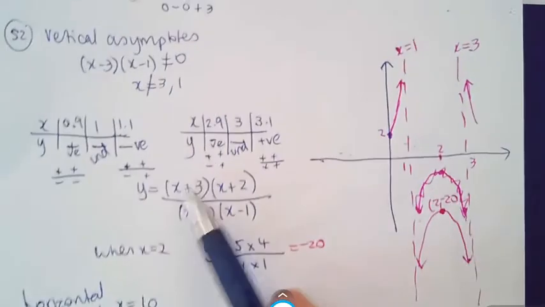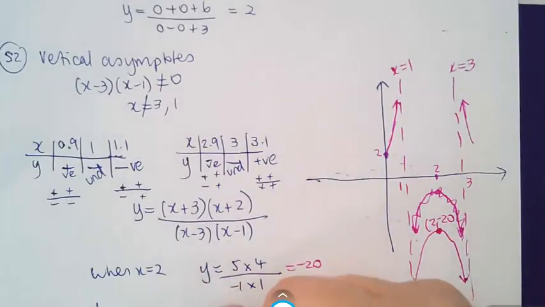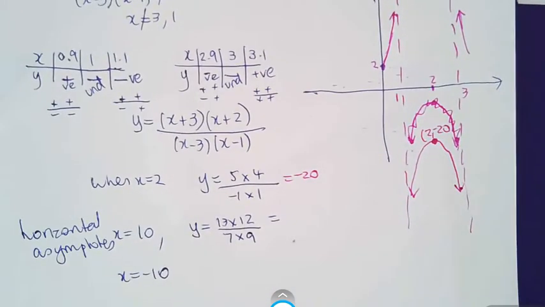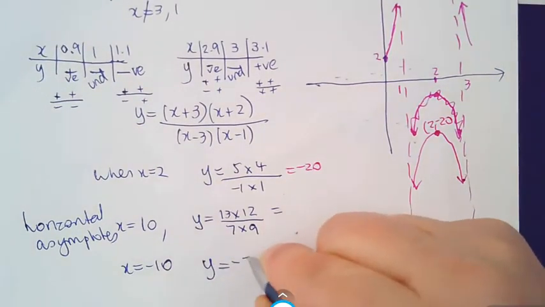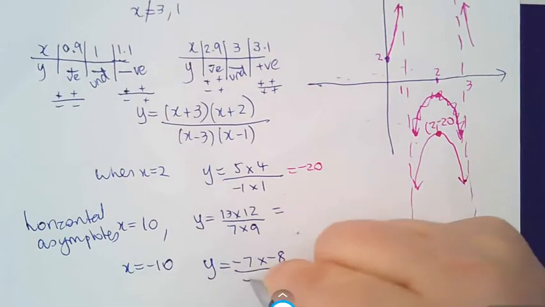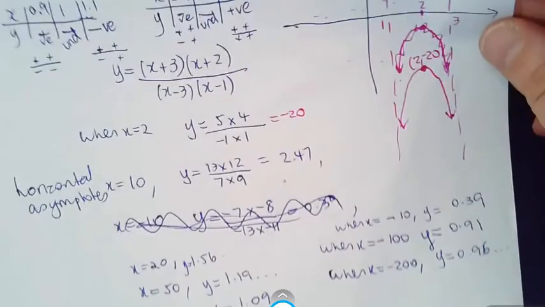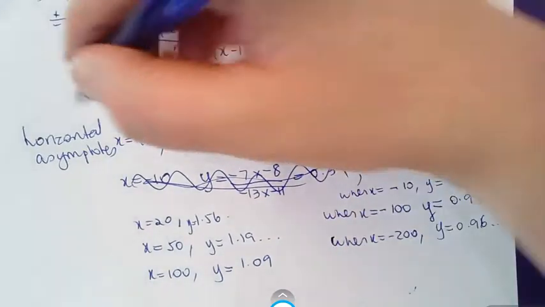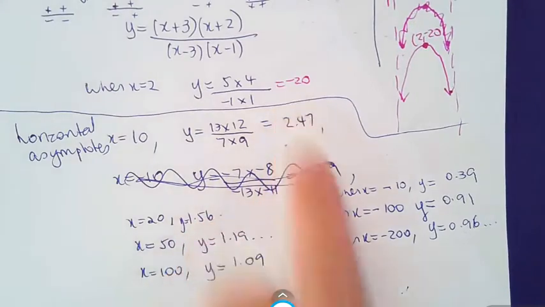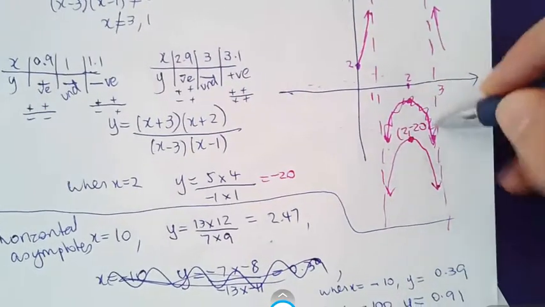So when X is 10, I get 13 times 12 over 7 times 9. I don't know, this is a bit of a weird one. This is 1 point something. And when X is negative 10, I get negative 7 times negative 8 over negative 13 times negative 11. We're looking at the horizontal asymptote. So we're up to here. When X is 2, we get Y is negative 20. So you don't need that bit there.